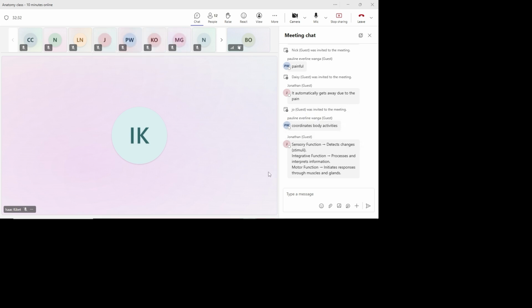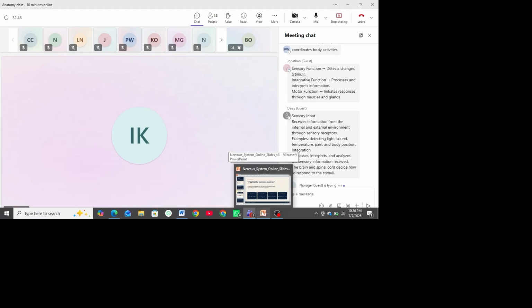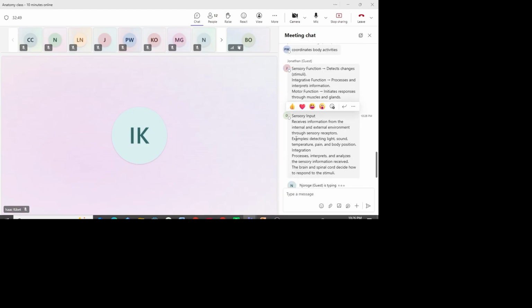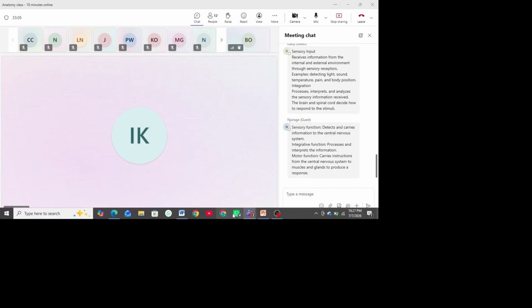I can see Jonathan has said sensory function, correct. Integration function, correct. Motor function, correct. So on the sensory function, good one. I can see Daisy is typing, good one. Same as what Jonathan has done above, great one. Joroge has typed sensory function, detects and carries information to the central nervous system, great. Integrative function, good one. Motor function, great.